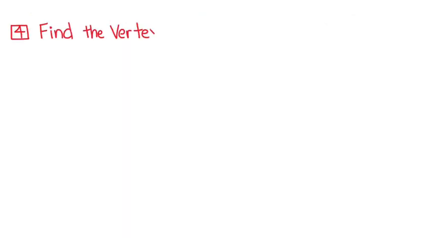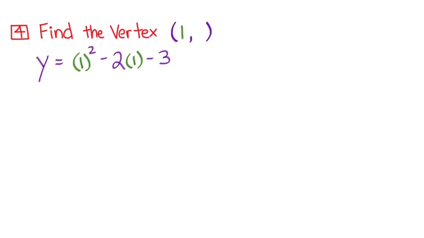Now we need to find the rest of the vertex because we can solve for y, and we get y equals x squared minus 2 times 1 minus 3. We just plug in the x value that we found, which was 1. So then we get 1 minus 2 minus 3, kind of funny, huh? And we get negative 4. Now we have our vertex.